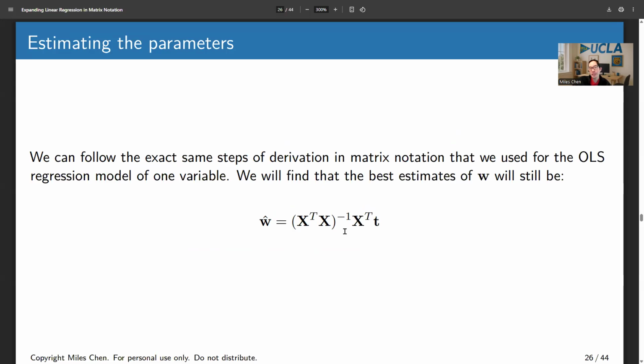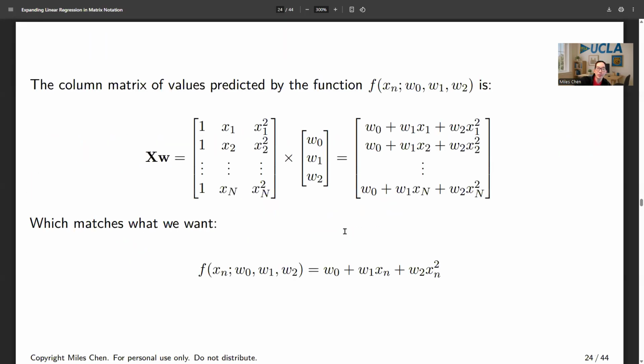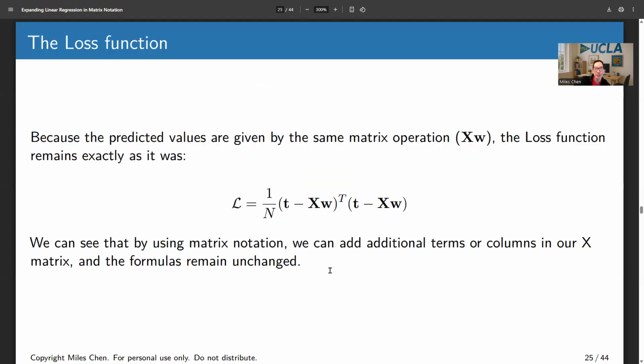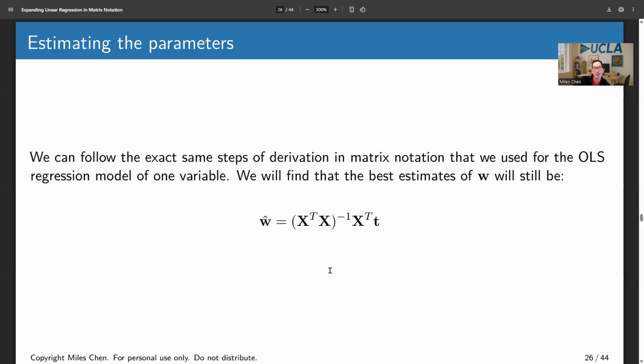And that's the beauty of moving into matrix notation and using linear algebra to solve these problems: you don't have to deal with 3 separate partial derivatives and solve all of them simultaneously. Or if you have a fourth order term, a fourth term, you don't have to have 4 partial derivatives and solve all of them simultaneously.